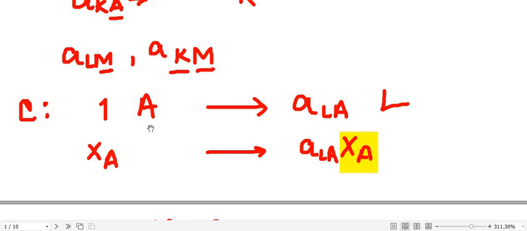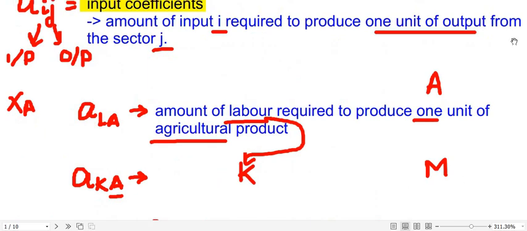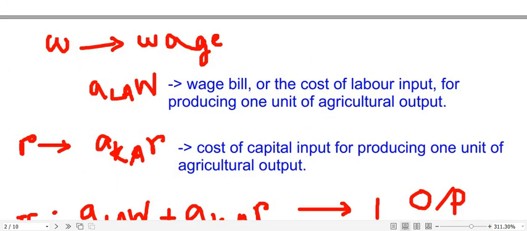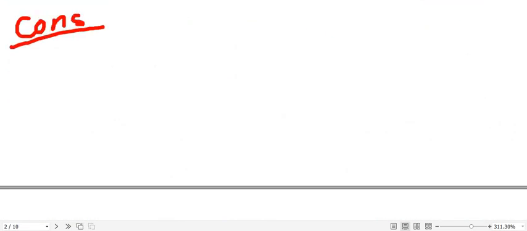Then I said 1 unit of agricultural product requires ALA units of labor. So if I assume that I will be producing a total of XA amount of agricultural output, then I will need ALA into XA. So ALA XA is the total labor that is sent into the agricultural sector.